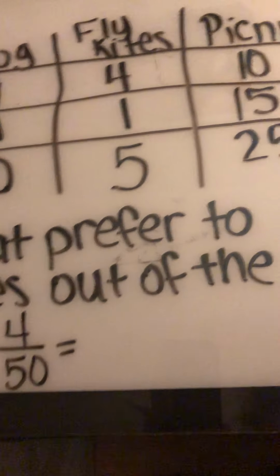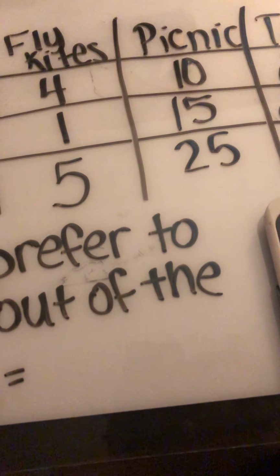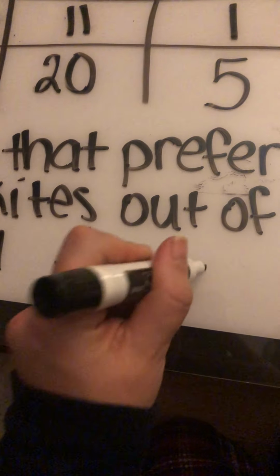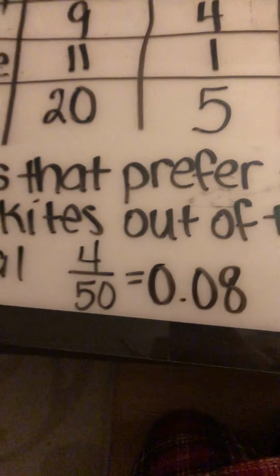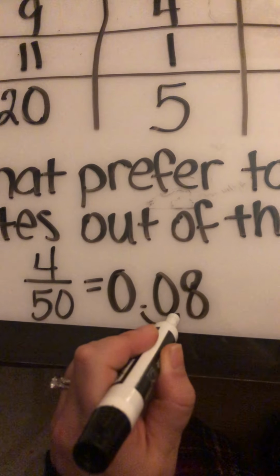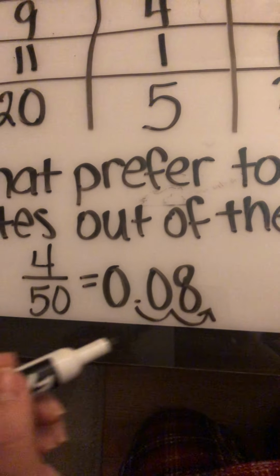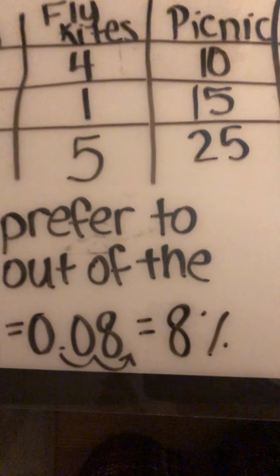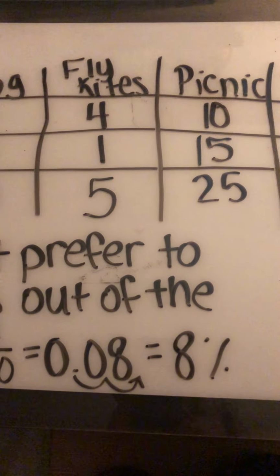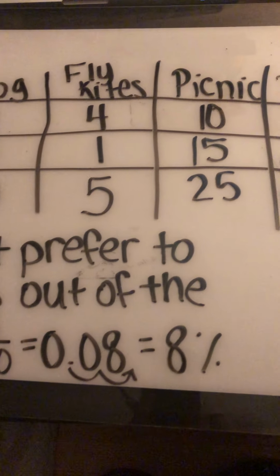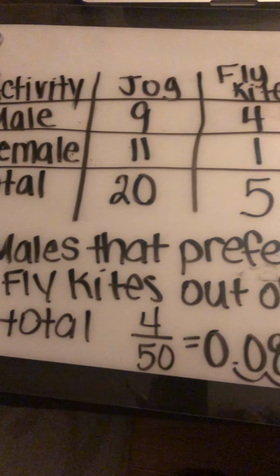I'm going to go to my calculator, and we get a quotient of 0.08. And then to make that into a relative frequency, we change our decimal to a percent by either multiplying by 100 or shifting it twice, and we would get a final answer of 8%. So I now know that 8% of the total that were surveyed are males that prefer to fly kites.